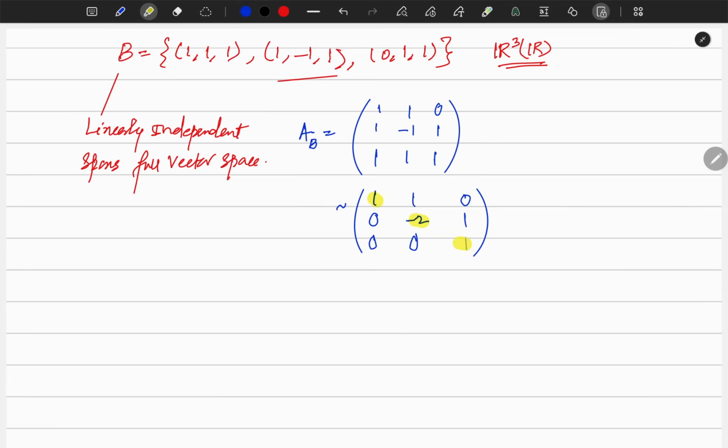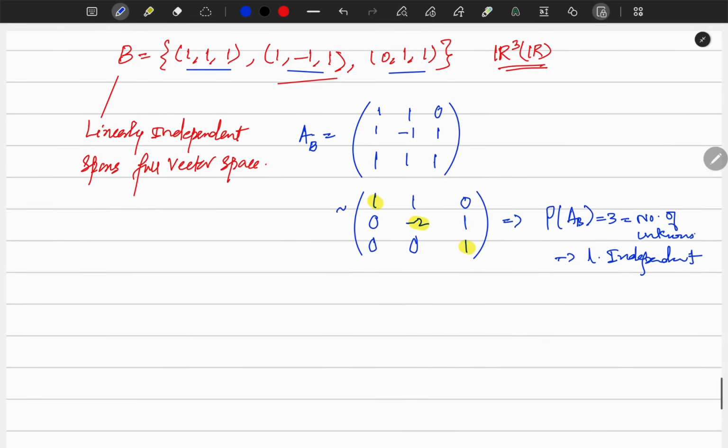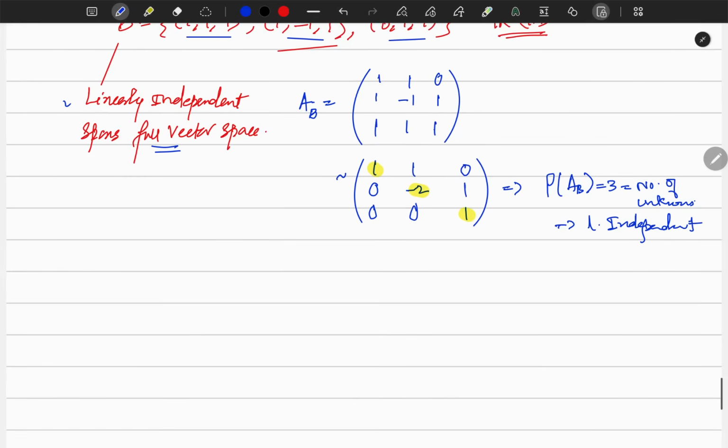The rank is 3, and how many vectors do you need? Alpha 1 v1, alpha 2 v2, alpha 3 v3. So you have 3 unknowns. It means that the rank of your matrix is 3, that is the number of unknowns, or the columns. It means that it is linearly independent. So the first condition holds.